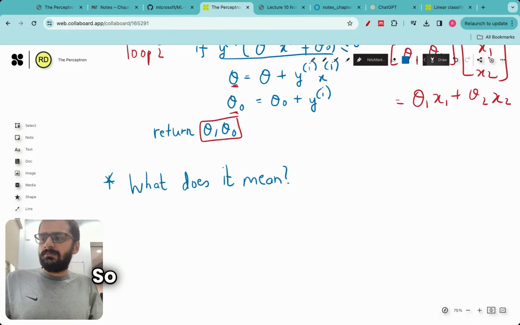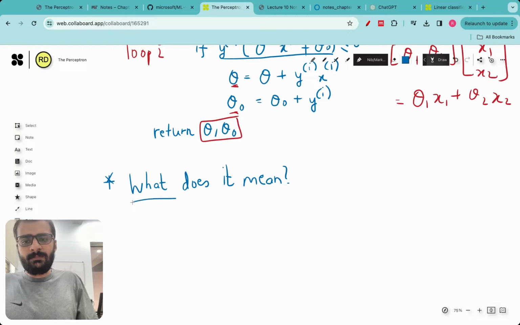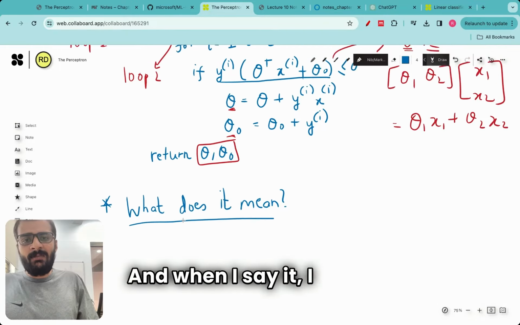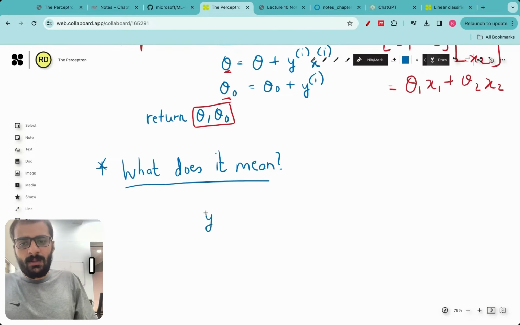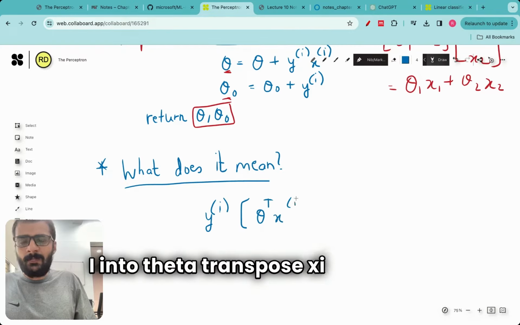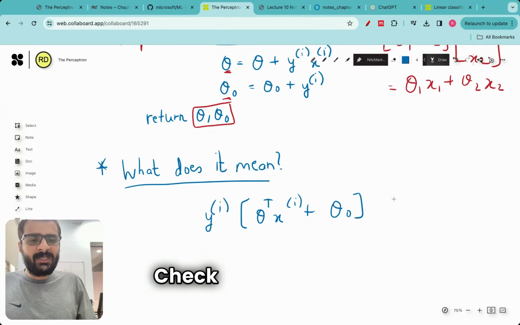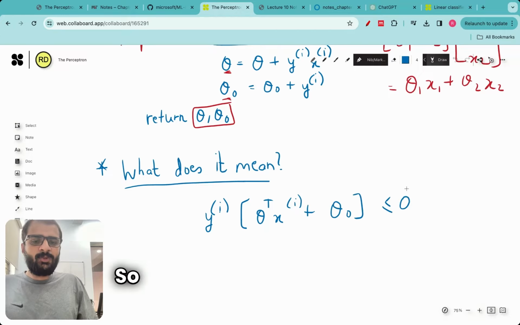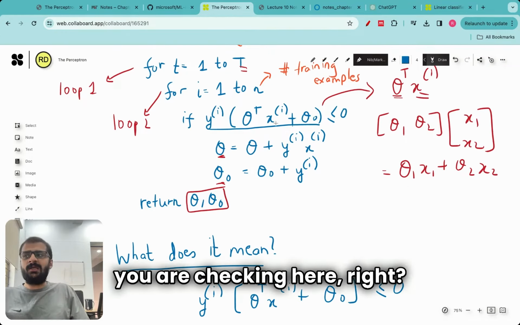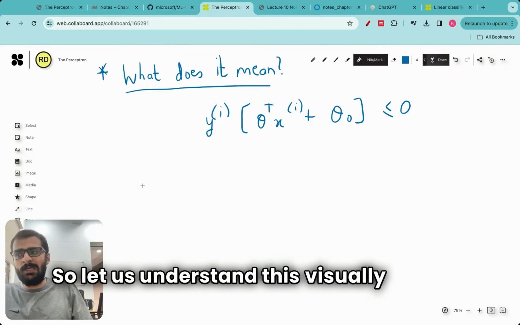So what does this actually mean? And when I say it, I mean yi into theta transpose xi plus theta naught. What does it mean when we say check this condition? So this is the condition which we are checking here, right? What does this practically mean? So let us understand this visually.